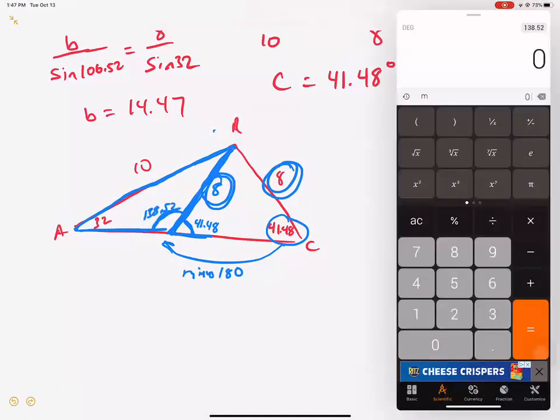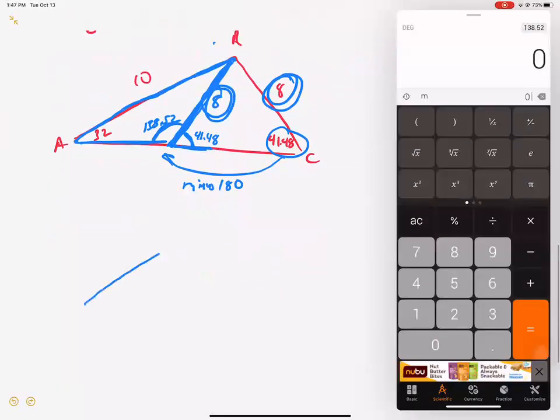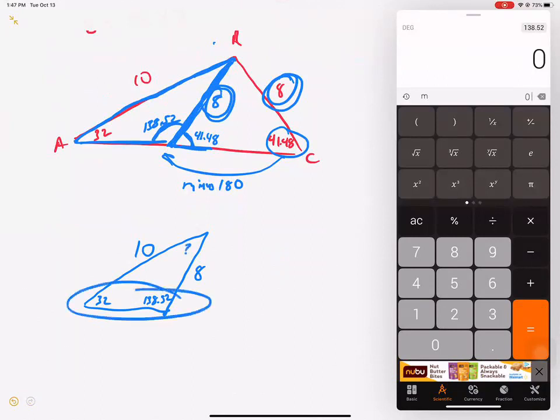Now, let me draw this triangle for you. The triangle looks like this. We have 32, 138.52. We know only two sides, and we're missing our last angle side pair. So how do I find this angle here? Given two angles already, don't they all add to 180?